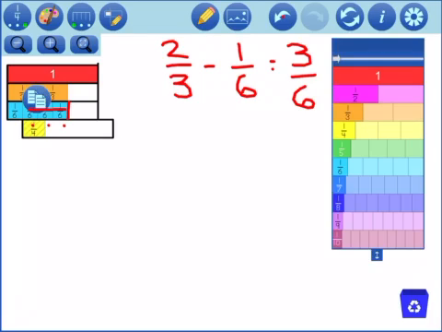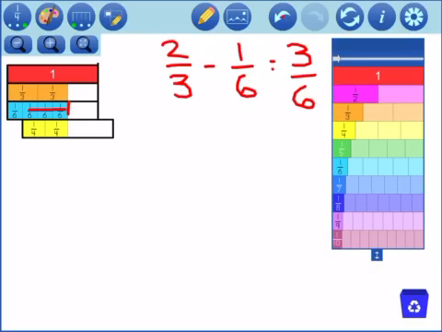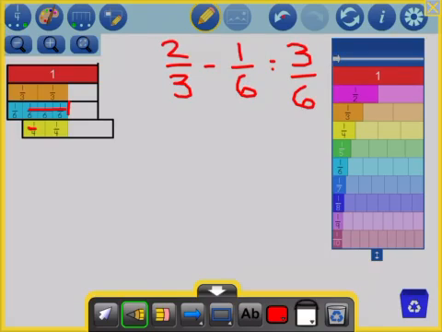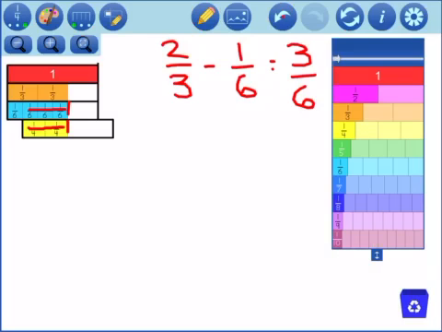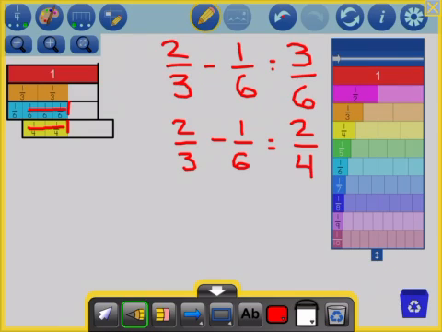So what if I try 4ths? Well, if I look right there, I see 2/4 equal, let me take those dots out of there. 2/4 equals that same space that 1/6 equaled. You guys see that? So I could also get the answer 2/3 minus 1/6 equals 2/4.